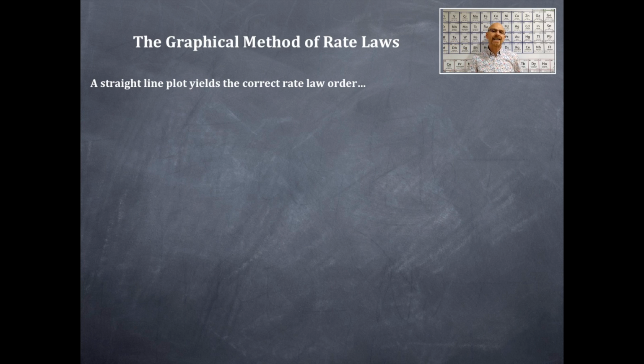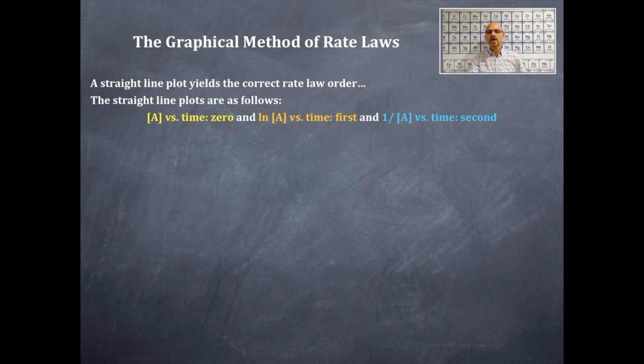So you can analyze the data, plug it in, and make 3 different graphs, especially if we're talking about 0, first, and second order. Okay, so straight line plots are as follows, and these correspond to the correct order. If you have concentration versus time, then it is a 0 order rate law if it is a straight line plot. A straight line plot that is natural log of concentration versus time, that one is first order. A straight line plot that is 1 over concentration versus time is second order.